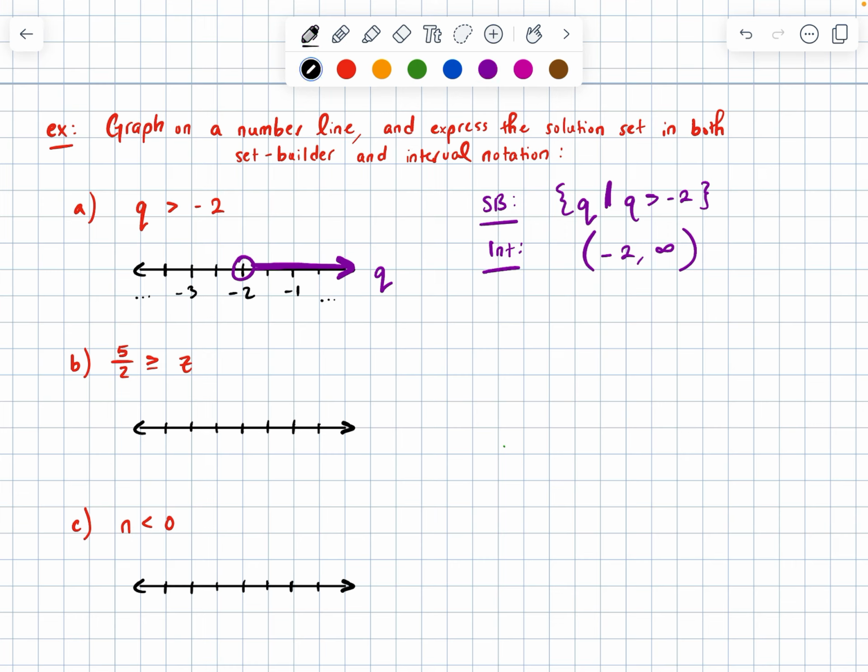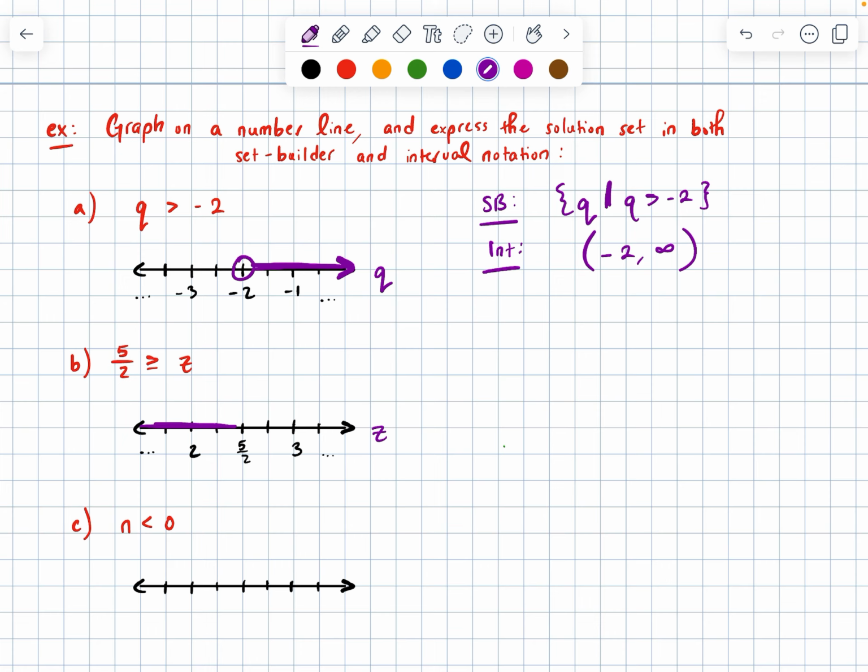I'll go a little quicker. 5/2 is greater than or equal to z. So don't get tripped up here because the z is on the other side. I'm still going to label everything as I would. So I'm going to slot my 5/2. Maybe I'll count by halves. So my next half would be 6/2, but that's really 3. To the left would be 4/2, but that's really 2. And then I could keep going. I'll label with my variable z.